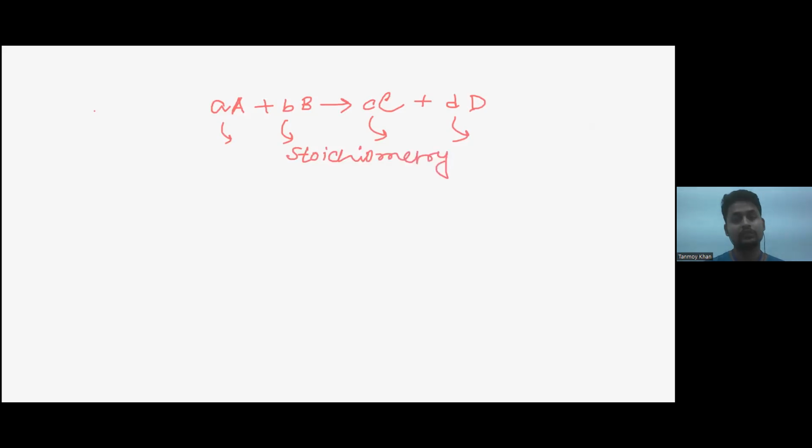Okay. Now let's say how a typical reaction will look. A typical reaction normally looks like aA + bB → cC + dD. And these small a, b, c, and d are called the stoichiometry of the reaction.